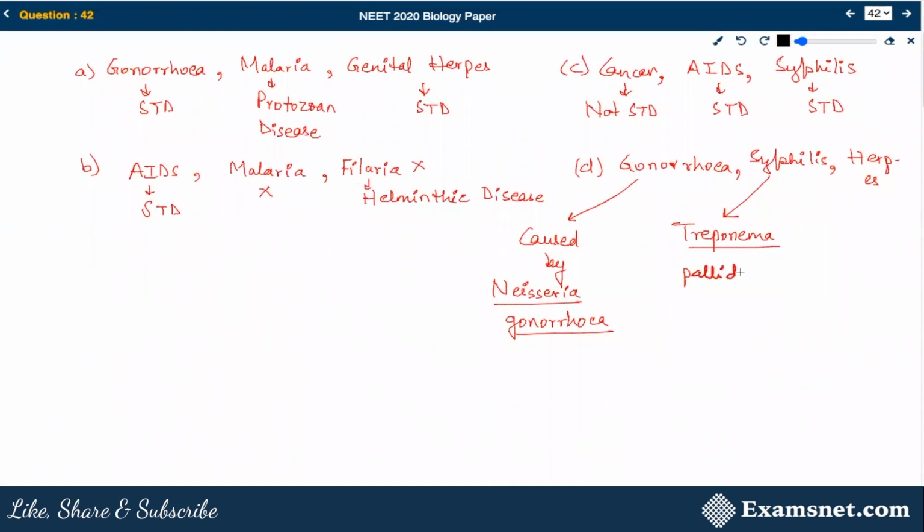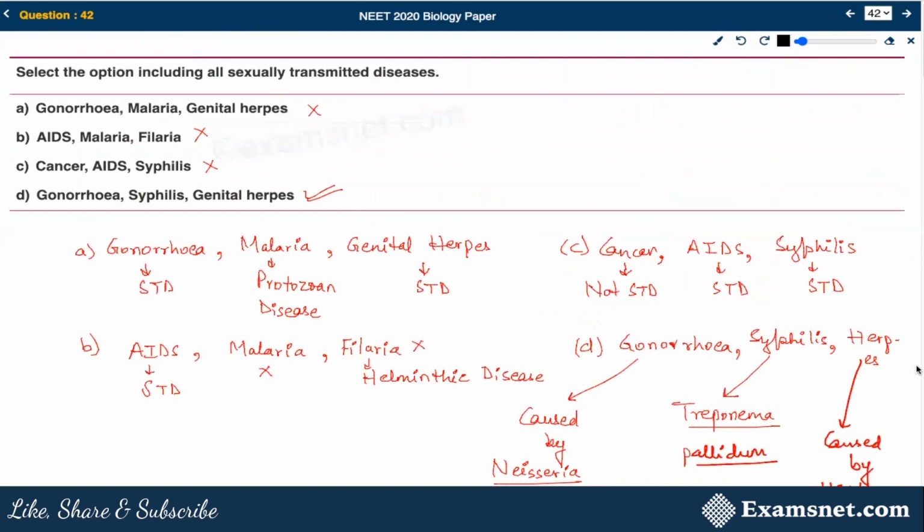It's pallidum. And herpes, genital herpes, is basically a category of STD which is caused by type 2 herpes simplex virus. So this is caused by HSV, which is also known as herpes simplex virus over here. So out of all the combinations that we have seen, the correct one is option D.